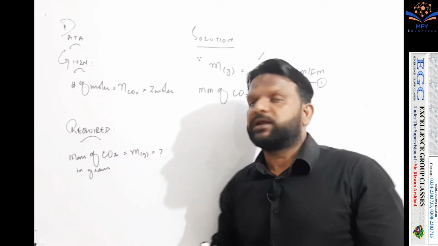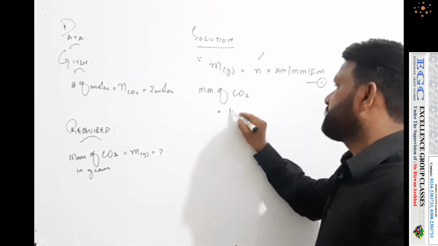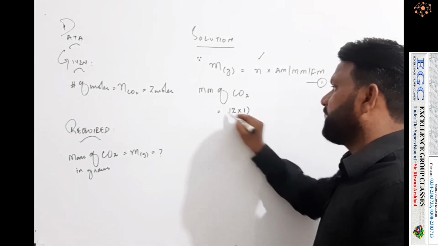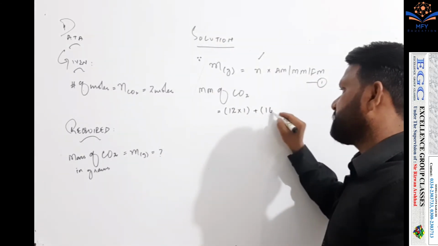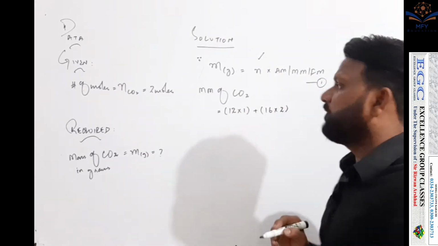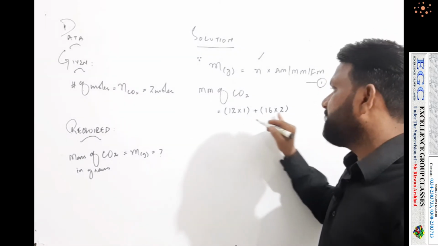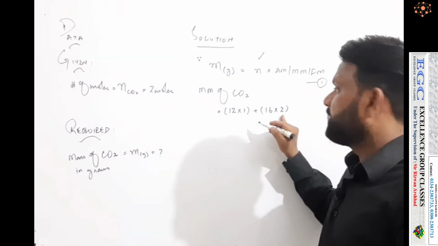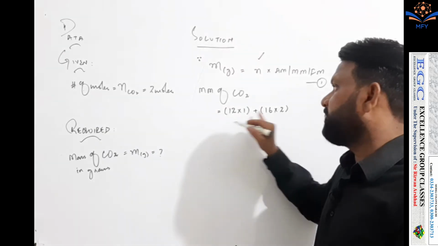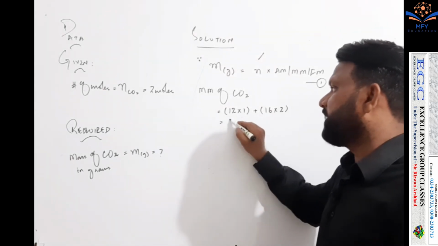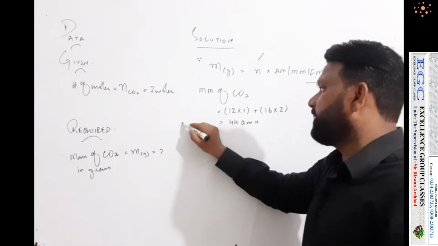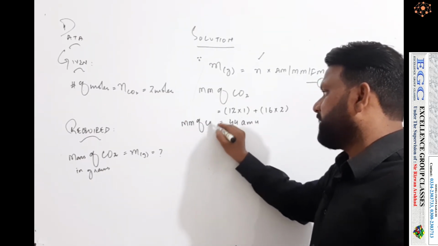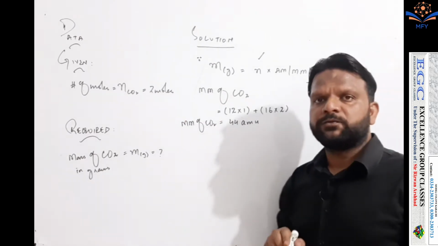Mass of carbon is 12. How many atoms? 1. There is 1 atom of carbon, plus the mass of oxygen is 16 while there are 2 atoms of oxygen. 16 into 2 is 32, and 12 into 1 is 12. It means that 32 plus 12 will become 44 AMU. It means that the molecular mass of carbon dioxide will be 44 AMU.